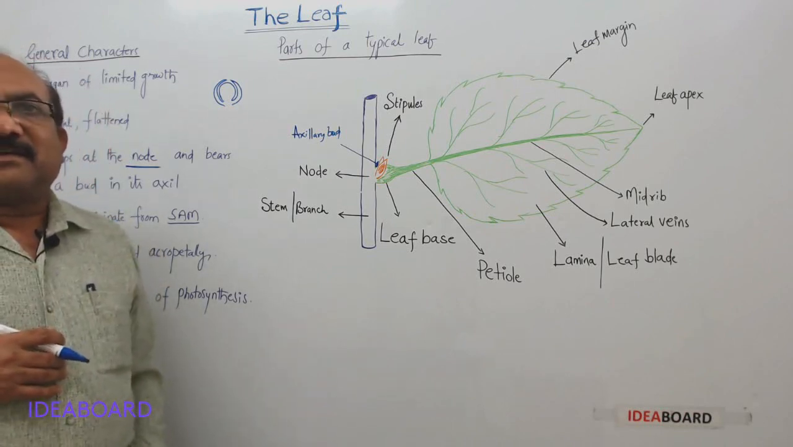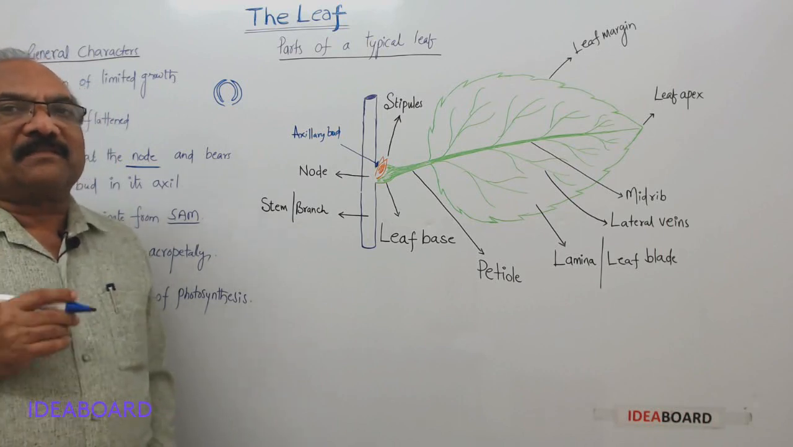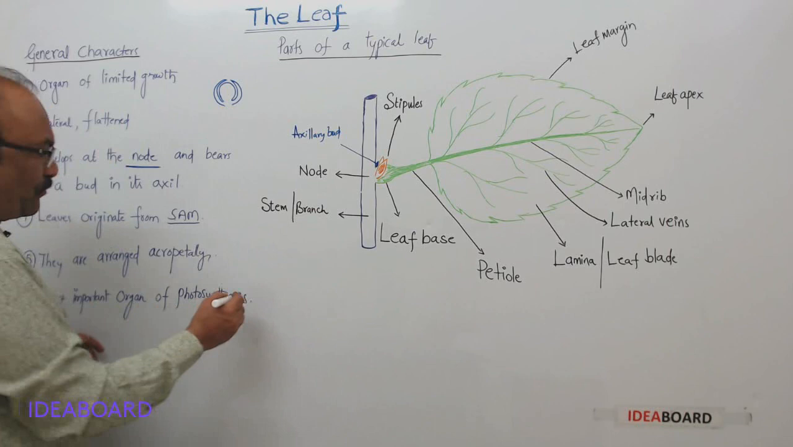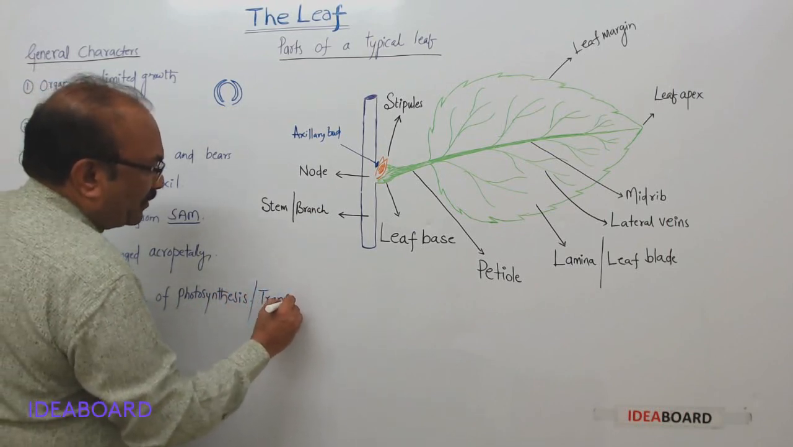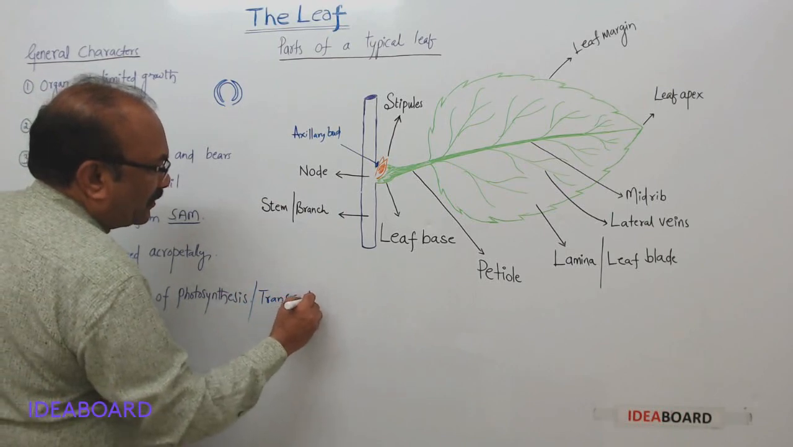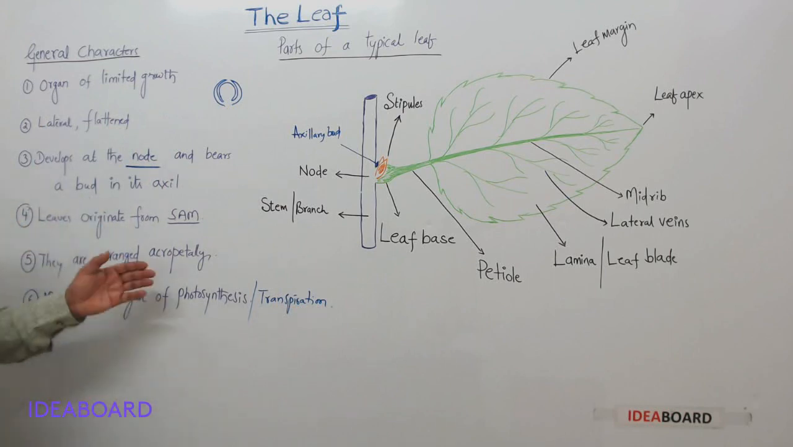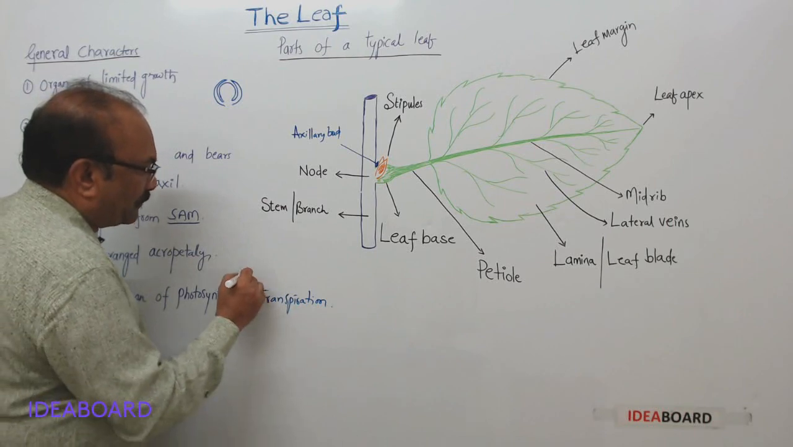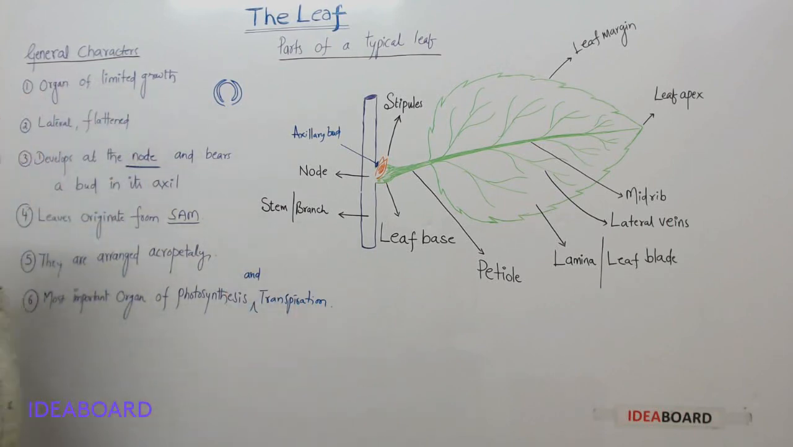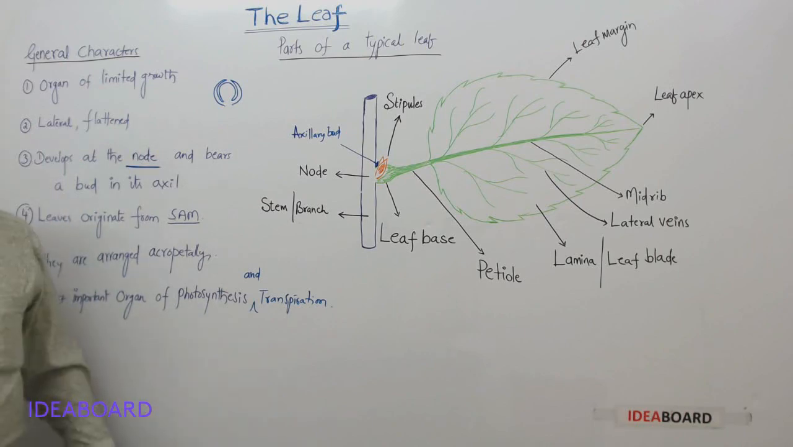What is that sixth character? It is the most important organ for photosynthesis. But of course, I want to add one more thing. Not only for photosynthesis, even the main transpiring organ of the plant is the leaf only. The most important organ of photosynthesis as well as transpiration, that is better. These are the general characters of the leaf.